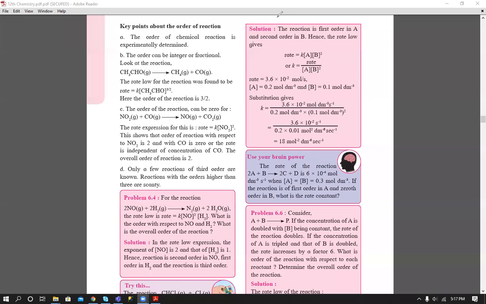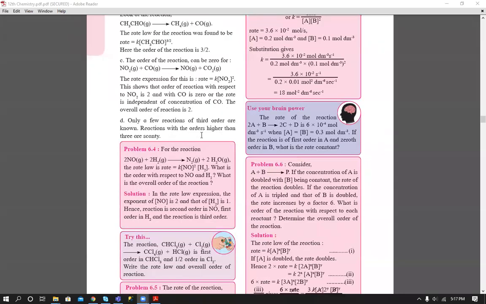Only a few reactions of third order are known. Reactions with orders higher than 3 are scanty. So in this topic we have to study only zero order and first order reactions. Let's see the problems based on this.